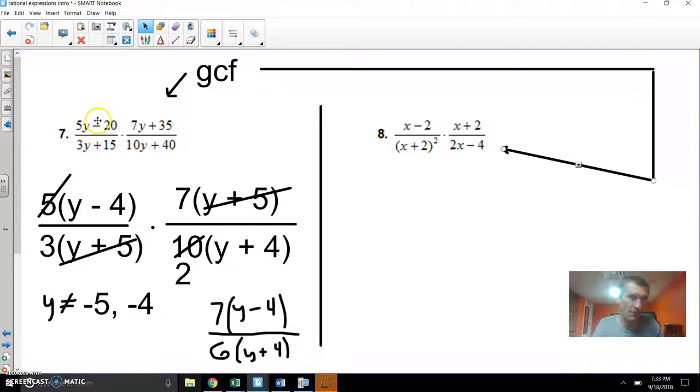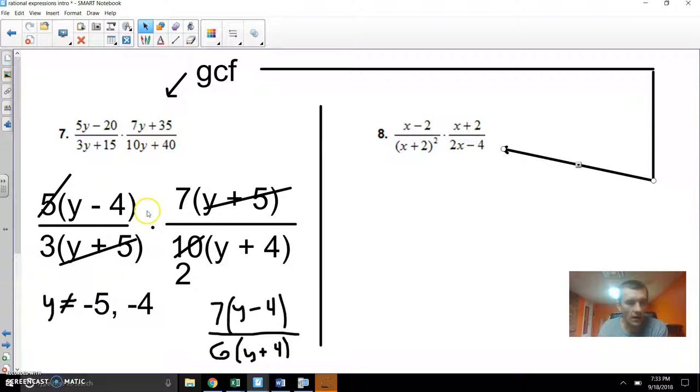5 and 20 both have 5 in common. 5 divides by 5 to give you 1. 5 divides into 20 to give you 4. Same thing here. 7 goes into 7 and 35. 3 goes into 3 and 15. And 10 goes into 10 and 40.